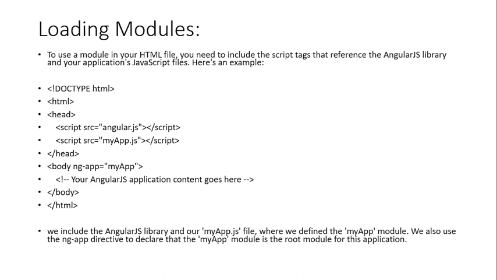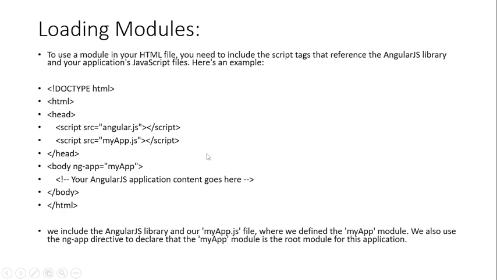Now you can see how we are going to load a module. This can be achieved by means of ng-app. Here your application content will go, right? You are using script src equal to AngularJS as well as script src equal to myapp.js, right? This will be the reference to the AngularJS library and your application's JavaScript file, where we are defining the myapp module.